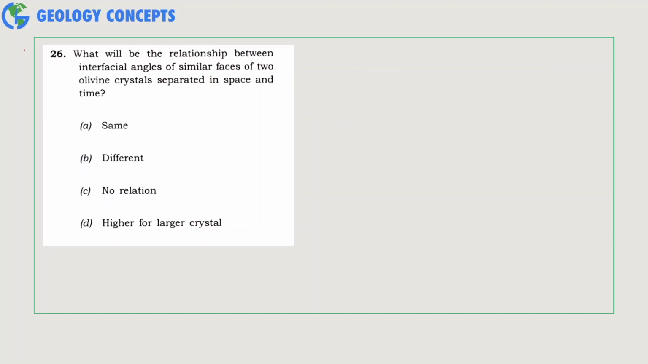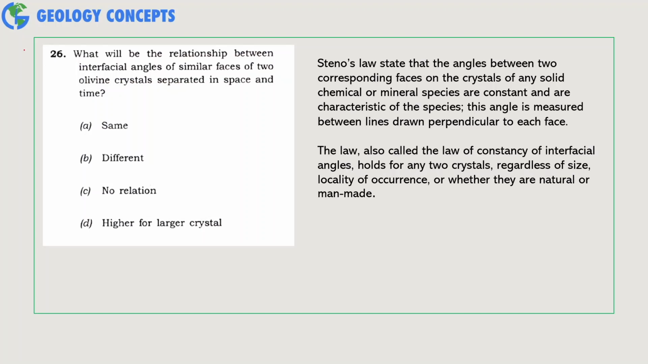What will be the relationship between interfacial angles of similar faces of two olivine crystals separated in space and time? Okay, so this question is related to Steno's law. It states that the angle between two corresponding faces on the crystals of any solid chemical or mineral species are constant and are characteristic of that species. This angle is measured between lines drawn perpendicular to each face and is the interfacial angle.